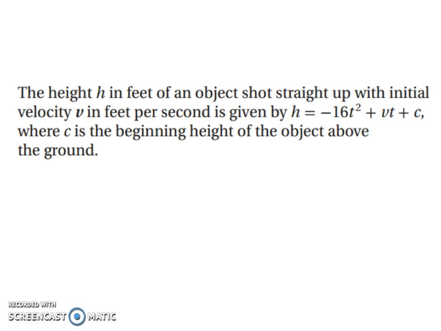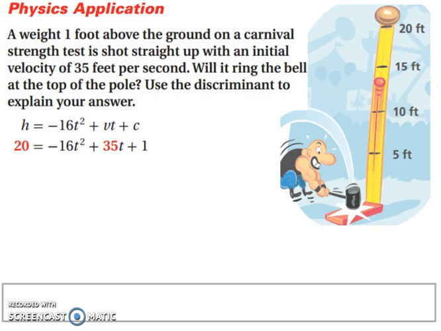The height h in feet of an object shot straight up with an initial velocity v in feet per second is given by h equals negative 16t squared plus v times t plus c, where c is the beginning height of the object above the ground. So let's look at a physics application. A weight 1 foot above the ground on a carnival strength test is shot straight up with an initial velocity of 35 feet per second. Will it ring the bell at the top of the pole? Use the discriminant to explain your answer.